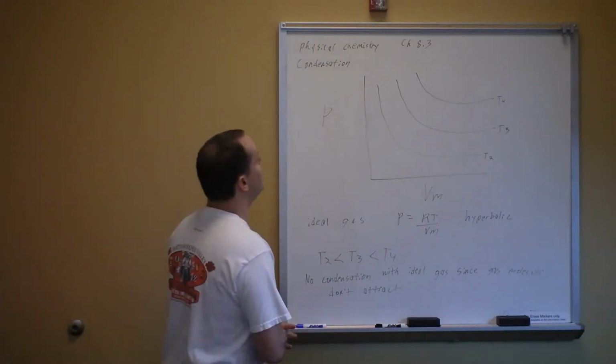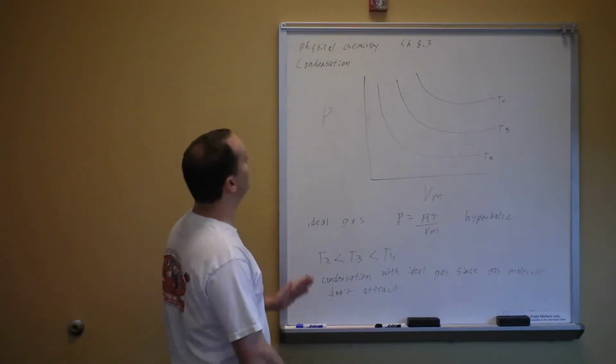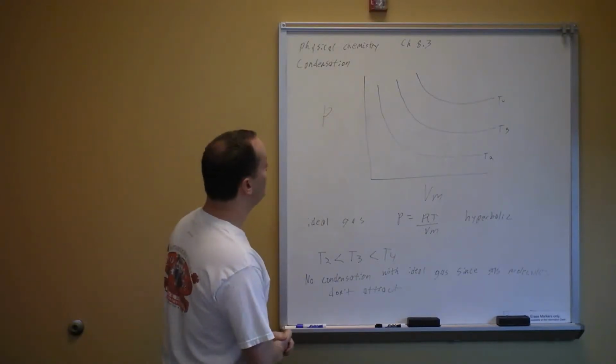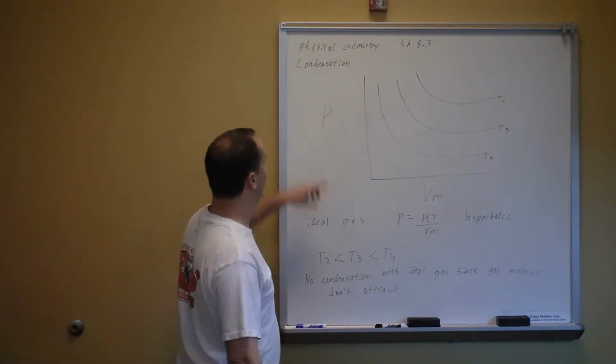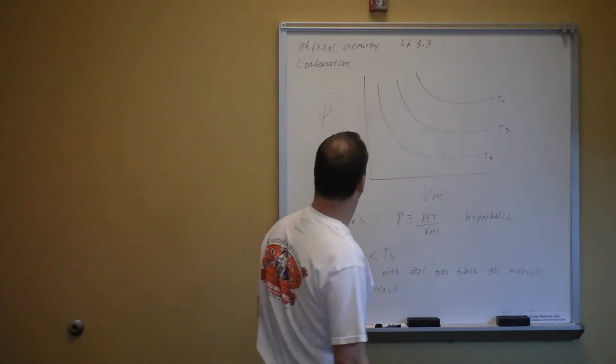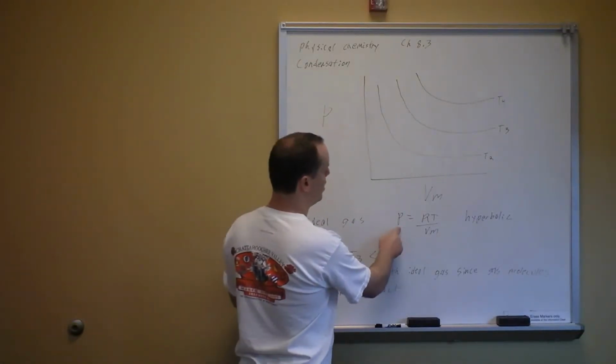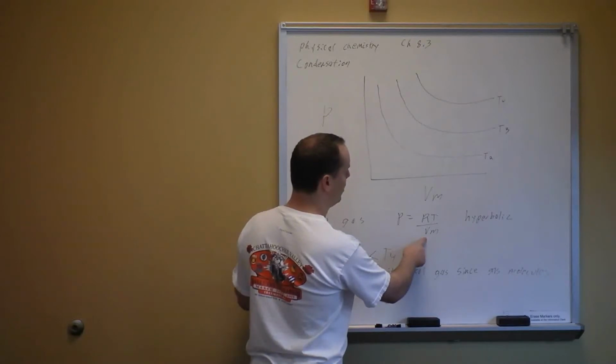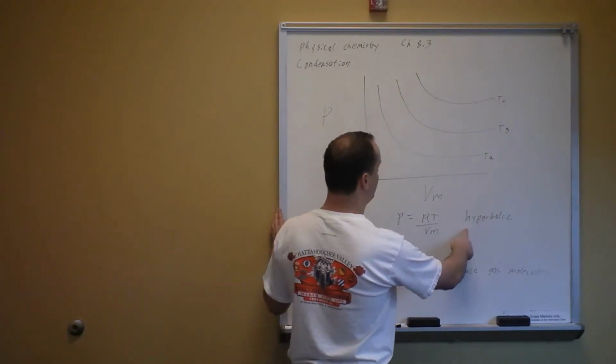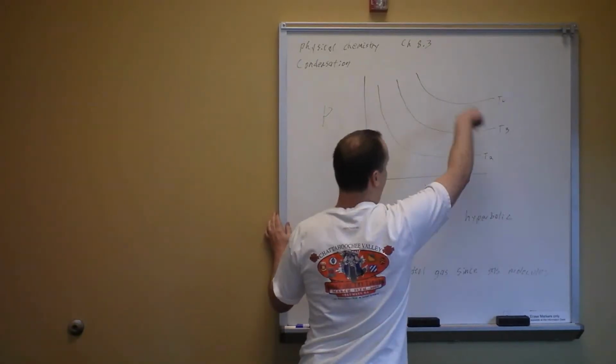This is Physical Chemistry, Chapter 8. This here is everything we're going to do in Section 3. So let's talk about condensation. We have pressure against molar volume here. Remember, for an ideal gas, pressure is equal to RT over molar volume. This shape is called hyperbolic. You're looking at hyperbolic right here.